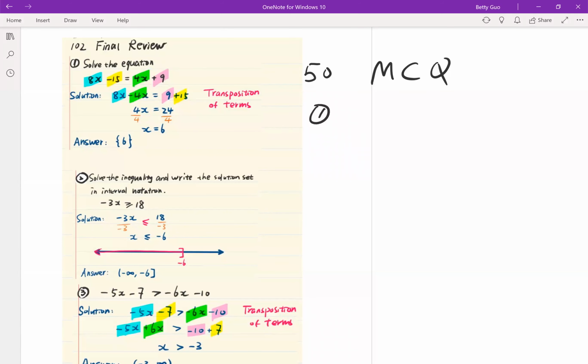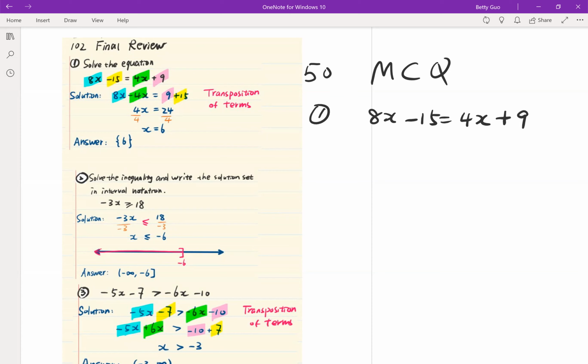Solve the equation. The equation is a linear equation in one variable: 8x minus 15 equals 4x plus 9. How many terms are in the equation? 2 on the left, 2 on the right. So in total, we have 4 terms.